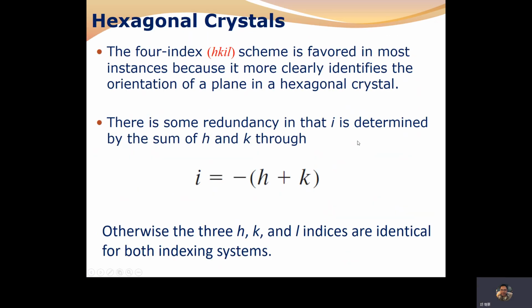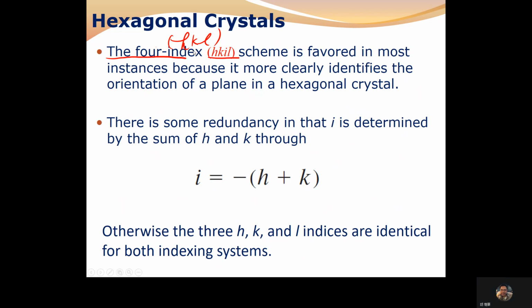Therefore the 4 index system HKIL is favored in most instances because it more clearly identifies the orientation of the plane in the hexagonal crystal. For the crystallographic plane, we also always use HKL, as I've already mentioned before. Later, I will talk about XRD, and the XRD system is based on this HKL notation.